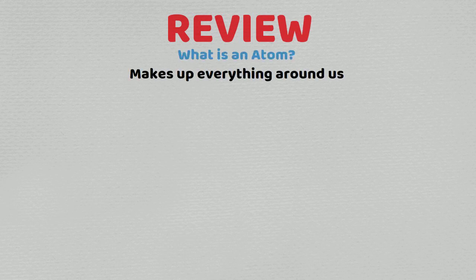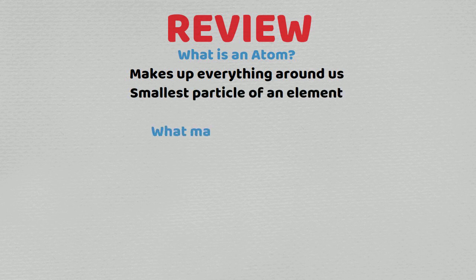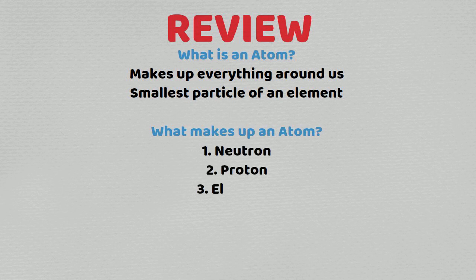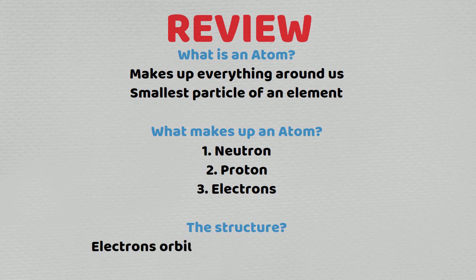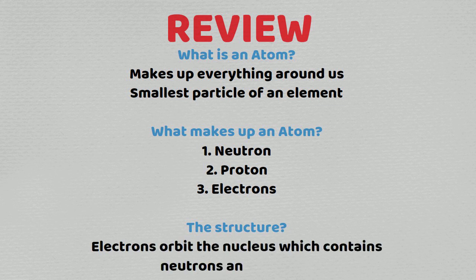Okay, let's quickly have a look at the review to make sure that we've covered everything. So what is an atom? It makes up everything around us, and they are the smallest particles of an element. What makes up an atom? We've got neutrons, which are uncharged, protons, which are positively charged, and electrons, which are negatively charged. What is the structure? The electrons orbit the nucleus in the electron shell, and the nucleus contains the neutrons and the protons.